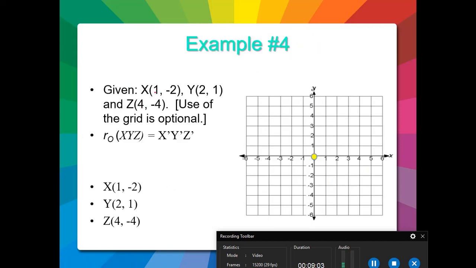So we have triangle XYZ. The use of the grid is optional. We are reflecting through the origin. This rule is pretty simple by negating the X and negating the Y. So I'm going to choose to not graph this one, and I'm just going to produce my points. So we're reflecting through the origin, negate X, negate Y, and I'll do that for all 3 ordered pairs.